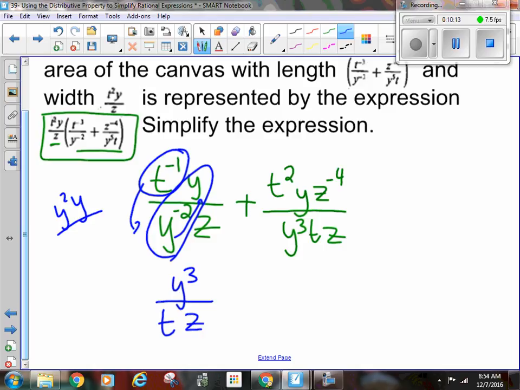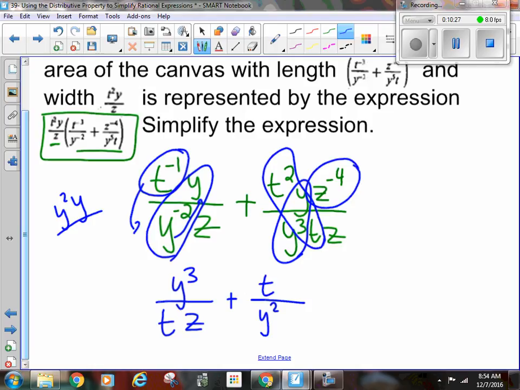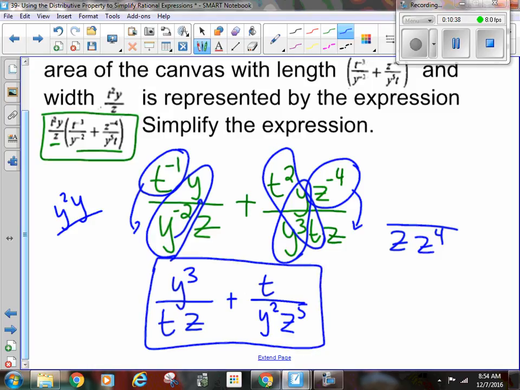All right, here I see that I have a y on the top and y to the third on the bottom. Well, which one has more? The bottom has more by 2. I see I have t and a t squared. The top has more by 1. And then this one is going to go down and become positive. So I have a z and a z to the fourth in the denominator. So that gives me a z to the fifth. These are not like terms because they do not have the same variables to the same exponents.